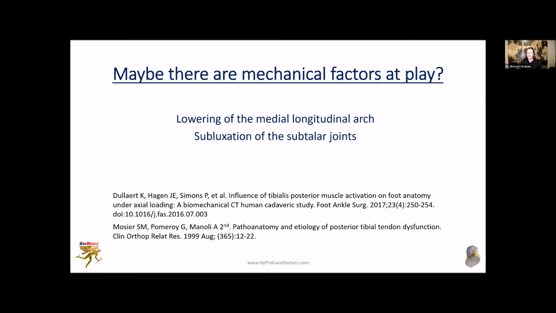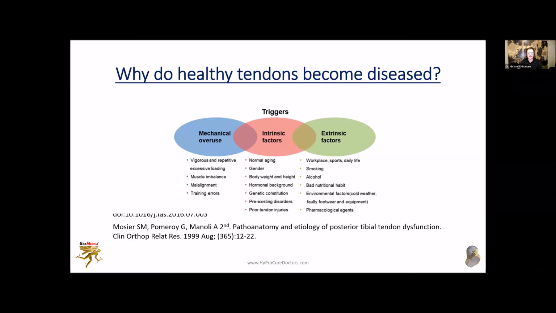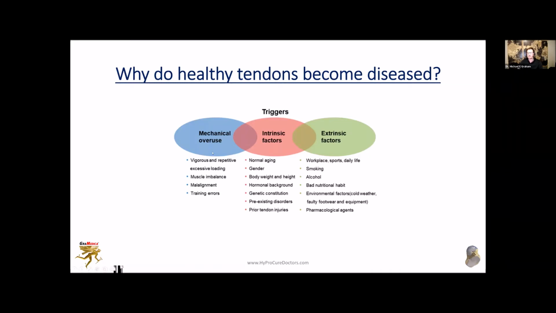So with every step that's taken, more and more damage is being done. So we know that there's already, again, a lot of literature out there, and a lot of studies have shown why healthy tendons become diseased. And it's because of that mechanical overuse. There should be absolutely no mystery for any surgeon out there as to why somebody develops posterior tibial tendinopathy.